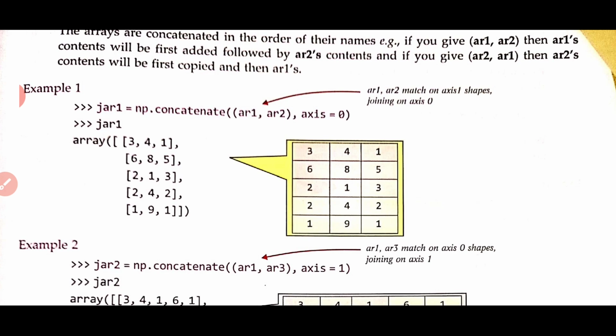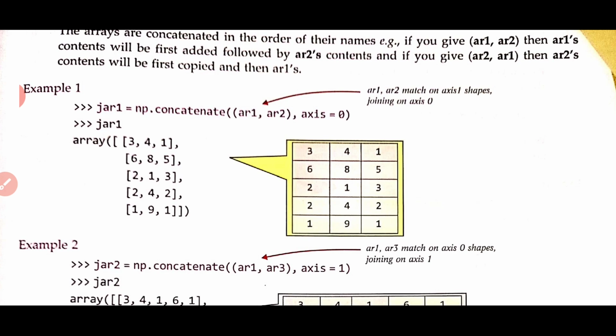See, here is one array object jar1 is equal to np.concatenate function, and here we are joining ar1 comma ar2, any two arrays that were discussed in our chapter previously. Out of those 5 we are going to join AR1 and AR2 on axis 0. So see, axis is compulsory, so it is written here: axis 0. Axis 0 means towards the vertical axis, downside.